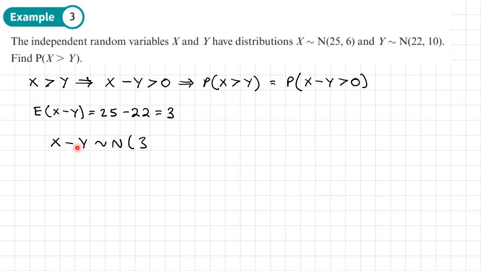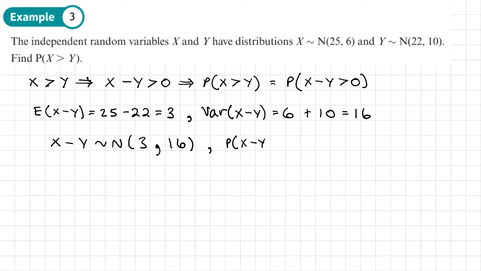Okay, now you can assign this to another letter. You could say x minus y equals a or something like that if you want to. I'm just going to leave it. And then I'm also going to work out the variance of this new distribution, x minus y. And that's the variance of x, 6, plus the variance of y. Maybe you plus them together. So it's 16. So this new distribution has a mean of 3 and a variance of 16. And what I want to do is find the probability that this distribution is greater than 0.